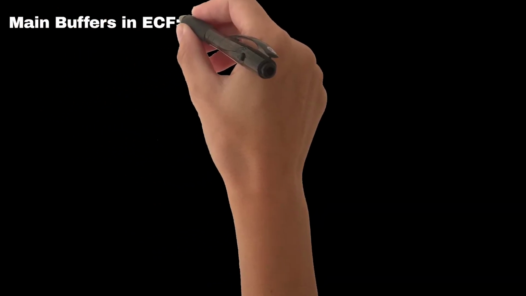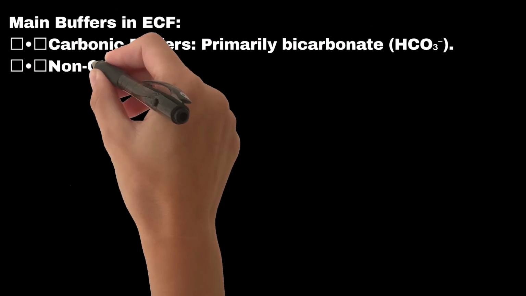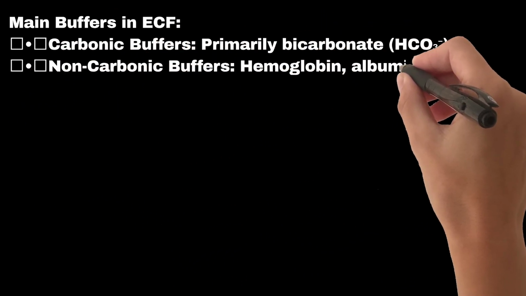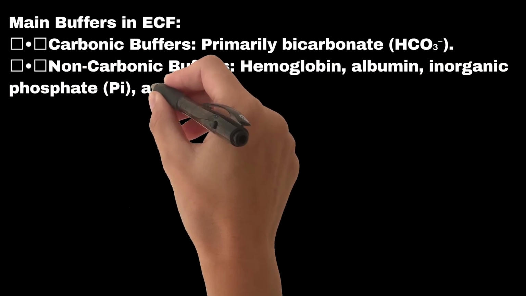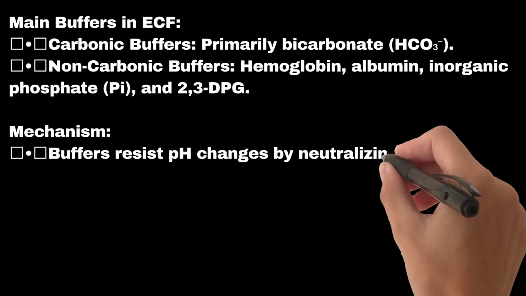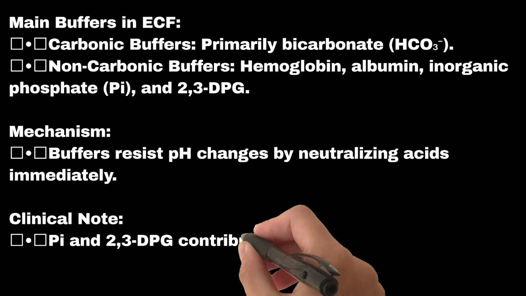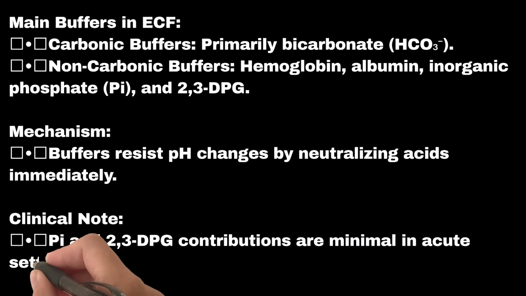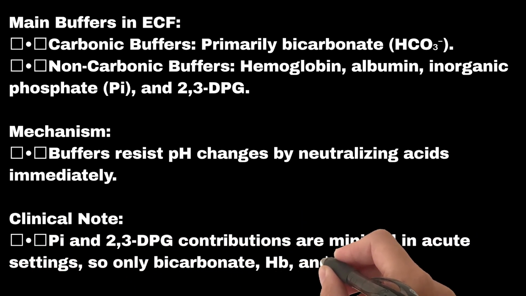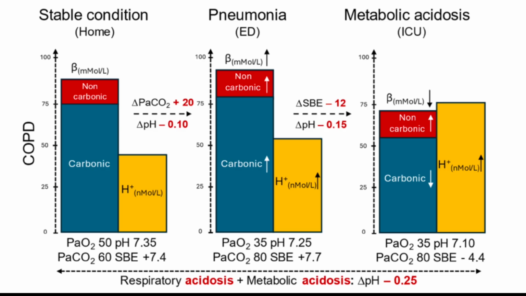Main buffers in extracellular fluid, carbonic buffers, primarily bicarbonate. Non-carbonic buffers, hemoglobin, albumin, inorganic phosphate, and 2,3-DPG. Mechanism. Buffers resist pH changes by neutralizing acids immediately. Clinical note. Phosphate and 2,3-DPG contributions are minimal in acute settings, so only bicarbonate, HB, and ALB are used in clinical calculations.